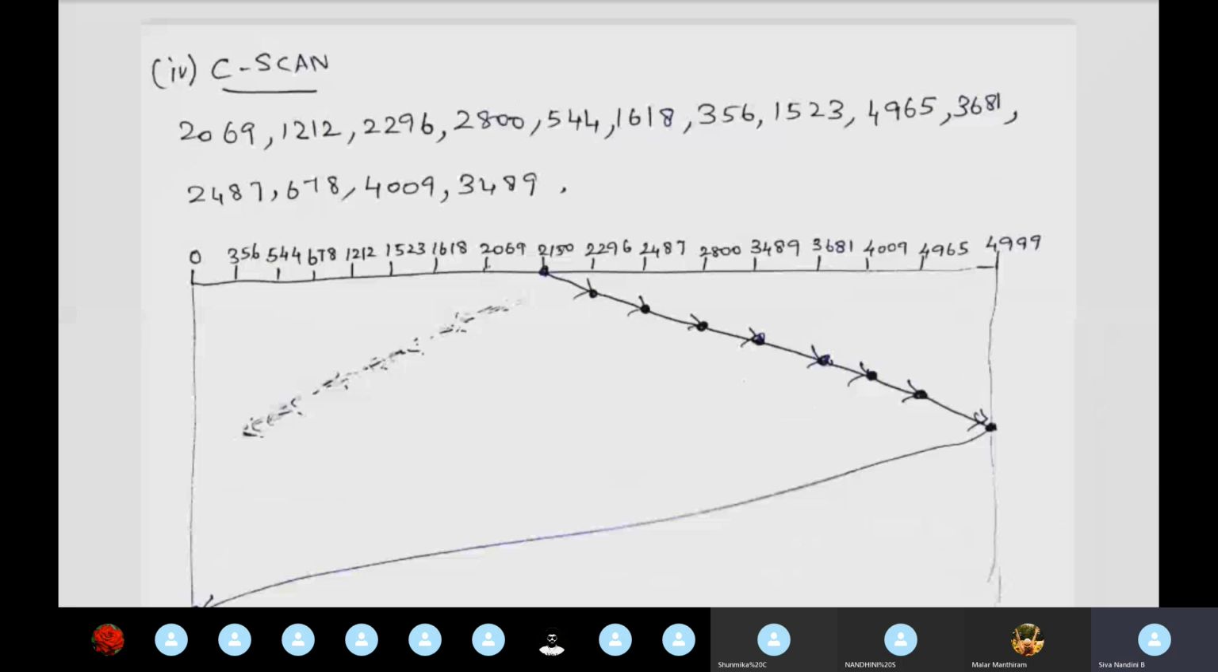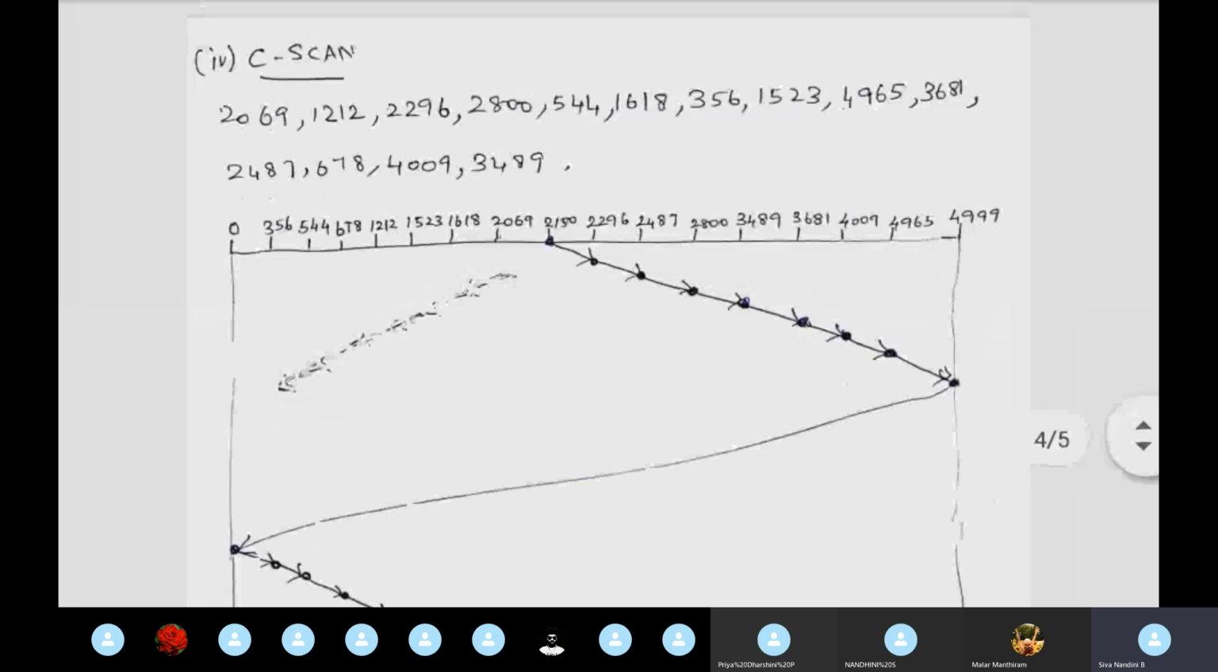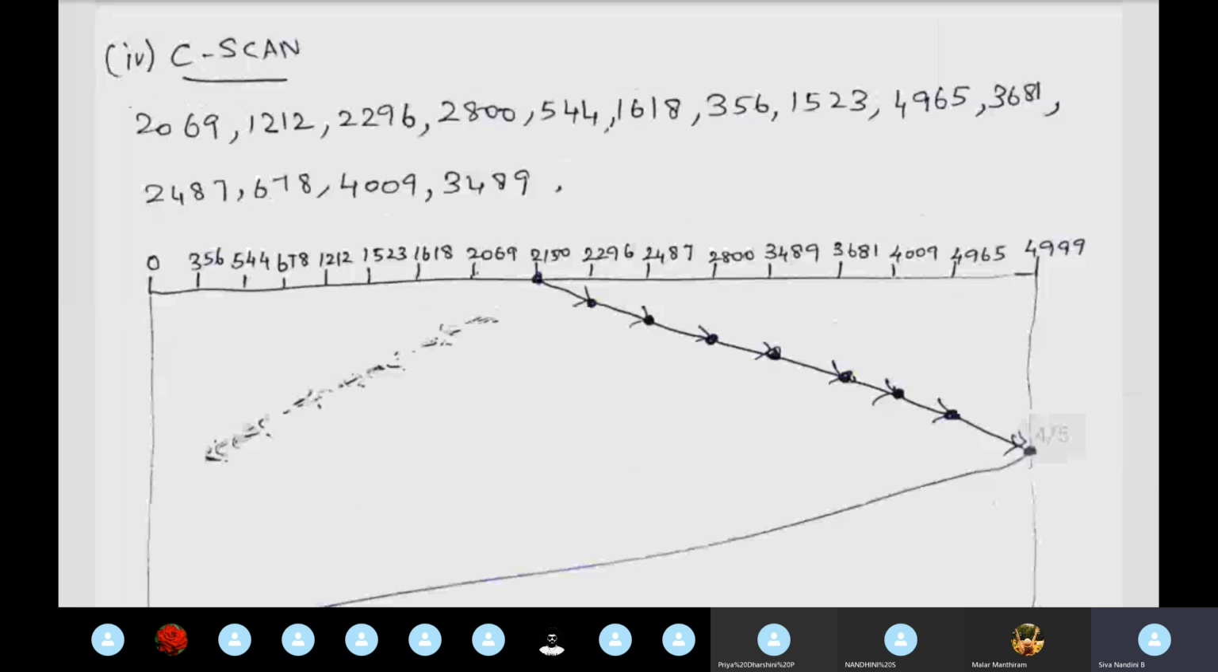And next, if you see the C-scan. So C-scan, what is the concept? In the C-scan algorithm, from the current head position, it goes in the increasing order. It services all the disk requests in increasing order. If you see this C-scan algorithm, increasing order means from 2150 it will go towards 4999. It is the last.